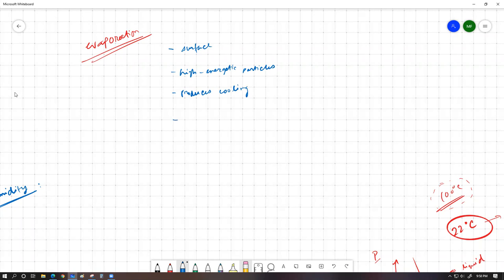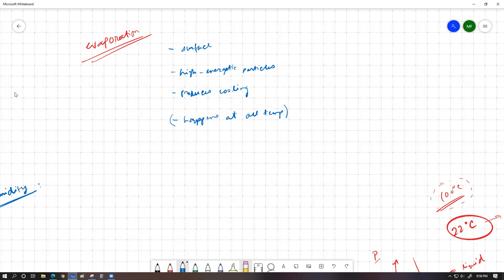Optional point: evaporation happens at all temperatures. Starting from the melting point all the way up to the boiling point, evaporation can happen. More or less, but evaporation will happen as long as there is an exposed liquid in the atmosphere. Evaporation can happen irrespective of temperature. That's it. So that is very simple.